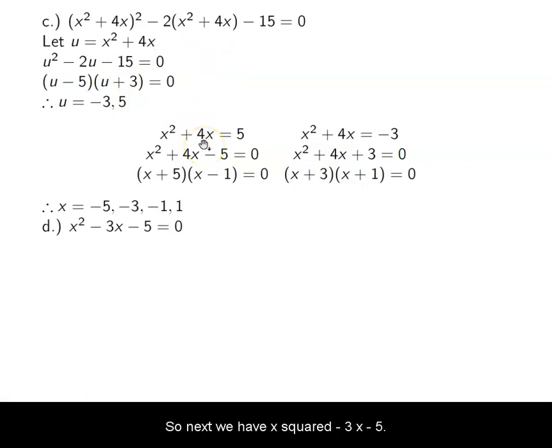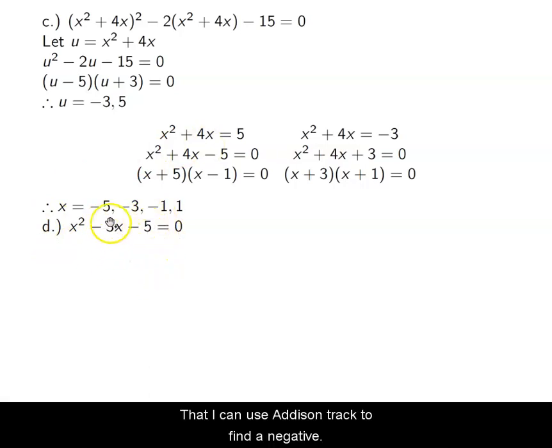So next we have x squared minus 3x minus 5. There are no factors of 5 that I can use to add and subtract to find a negative 3. Factors of 5 are just 1 and 5. There's no way to get to negative 3. So this is prime over the integers. It's non-factorable for our cases.